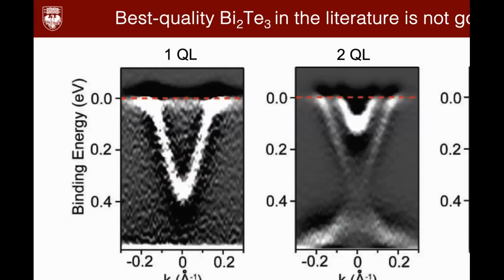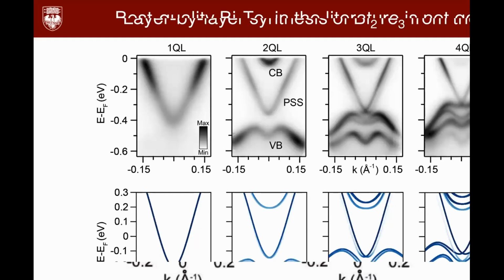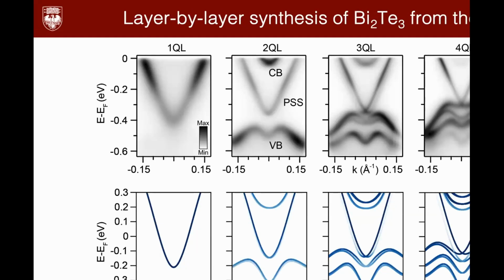If you look at the 2 quintuple layer data versus the 3 quintuple layer data, it's very difficult to see any difference, right? And most importantly, for the 2 quintuple layer critical thickness, it is impossible to really identify the inverted band gap. This can be understood because, as we know, these materials tend to grow in a pyramid shape, so it's very difficult to obtain large-area uniform thickness. I'd like to just fast forward to the data that I obtained from my own lab.